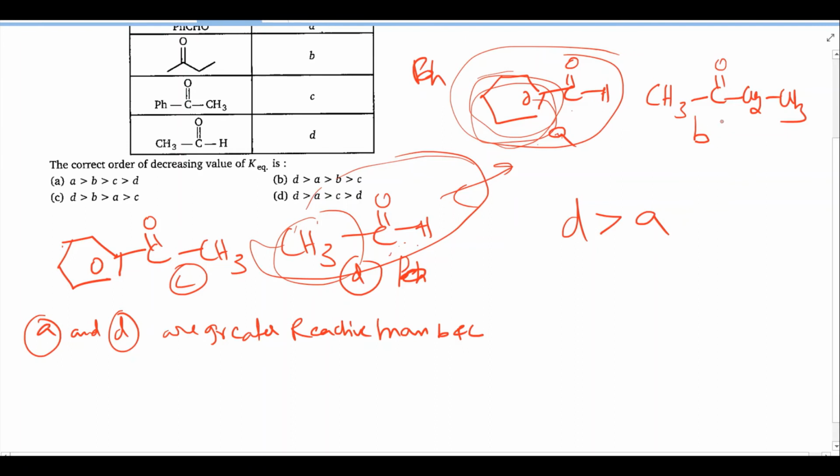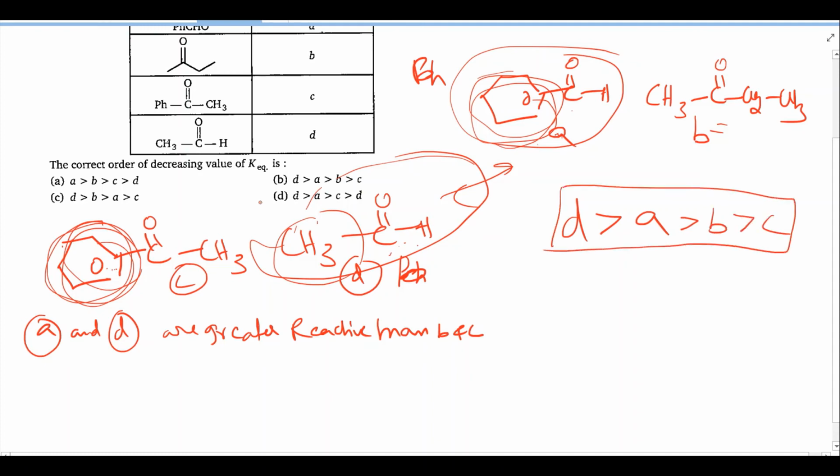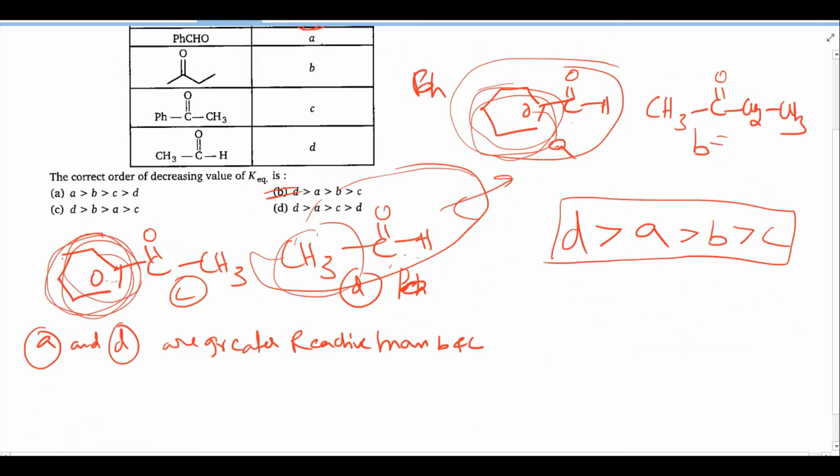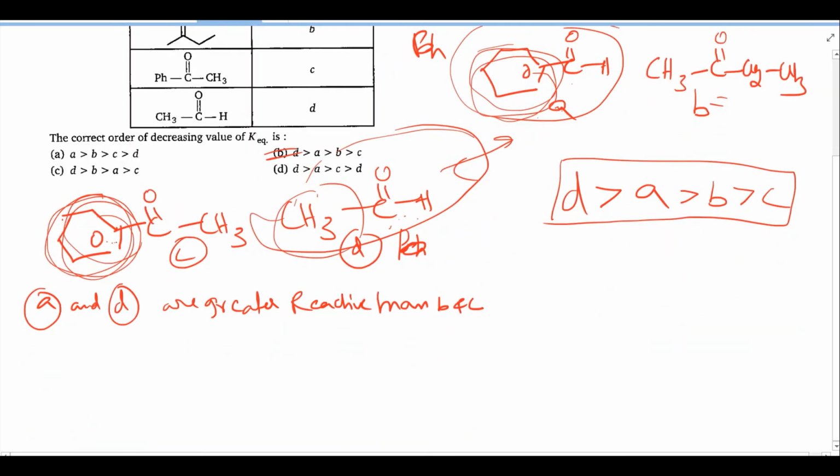Then you can compare with B and C. Here B and C are less reactive. The reason, again, is that the ring is there, so steric hindrance is there. So D is greater than A, greater than B, greater than C. This is our correct answer, so the correct answer will be option B. This is question number 92. B option is the correct answer.